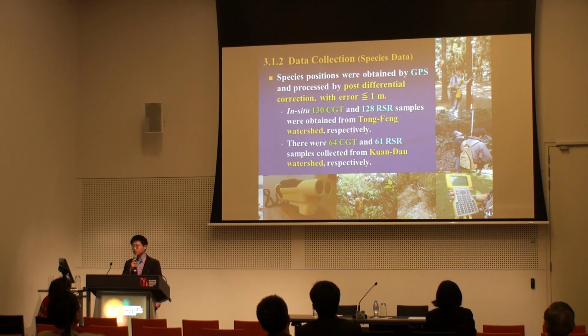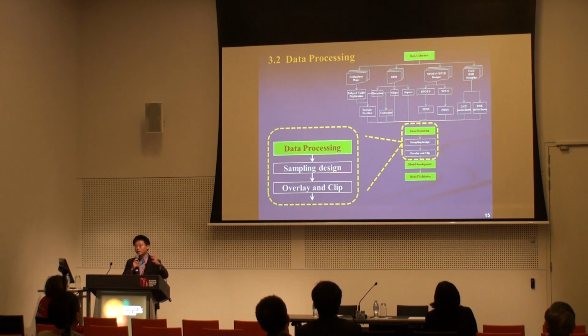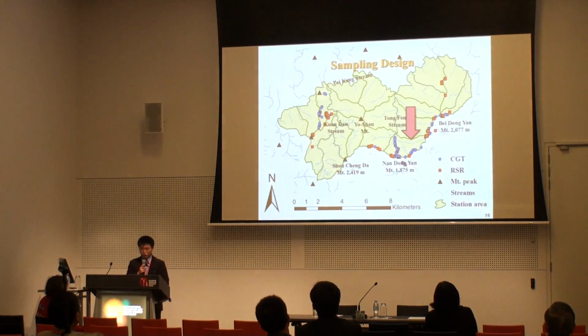And the 60 samples for the CGD and the 61 samples for the RSR species were collected from the other watershed, the Guangdong watershed. And we combine those data points to make the sampling design. And that's the pattern I will show you.